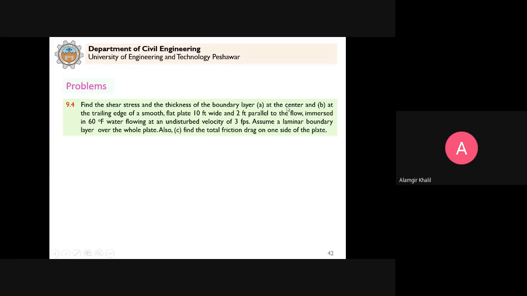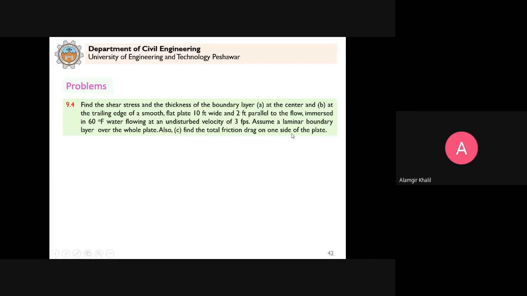Part A of the question is at the center and B at the trailing edge of a smooth flat plate that is 10 feet wide and 2 feet parallel to the flow, immersed in 60° Fahrenheit water flowing at an undisturbed velocity of 3 feet per second. Assume a laminar boundary layer over the whole plate. Also find the total friction drag on one side of the plate.